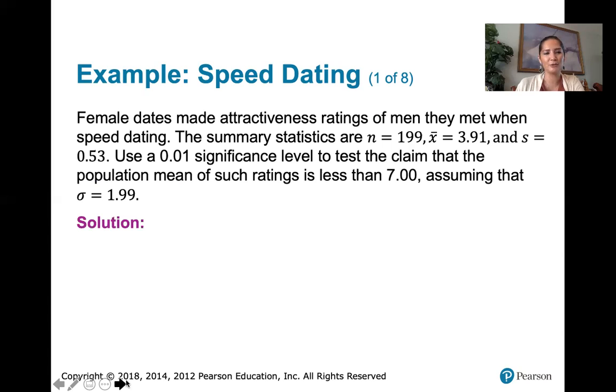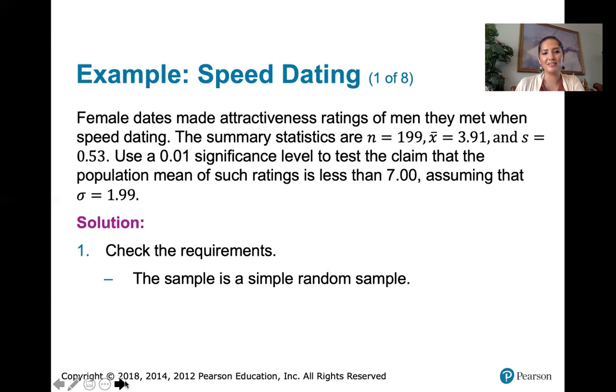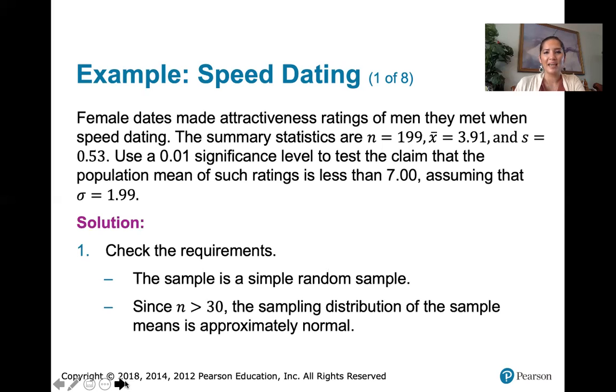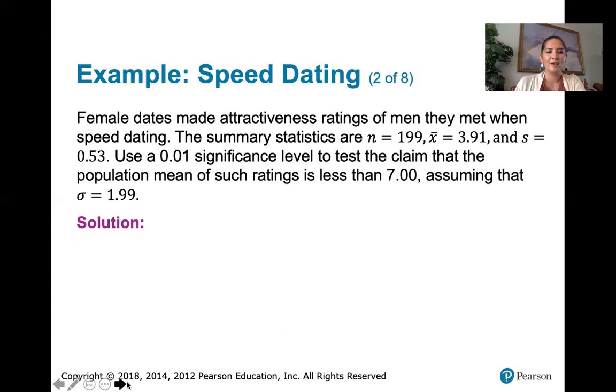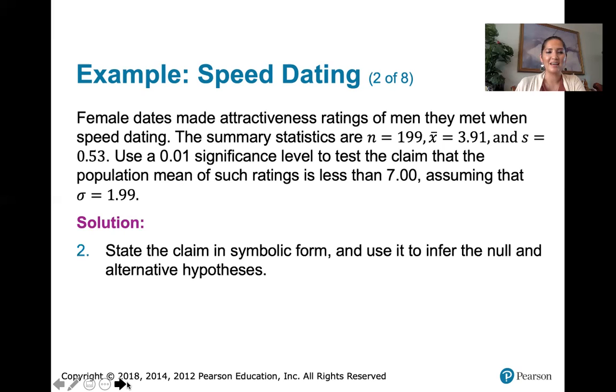The first thing we do is we check the requirements. First, we would assume that we have a simple random sample and our sample size is 199. We've got 199 ratings, and the sampling distribution of the sample means will be approximately normal. Okay, now that we have checked the requirements, we know that we can use the methods that we've previously discussed.